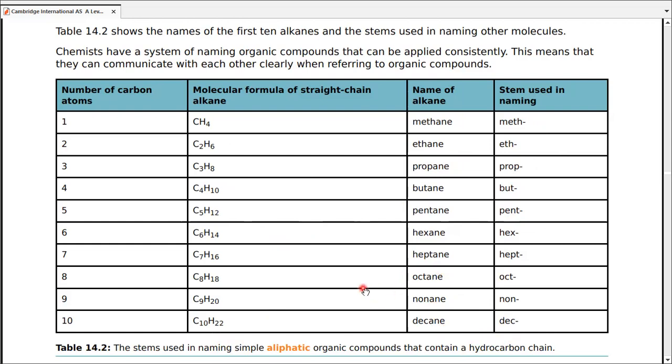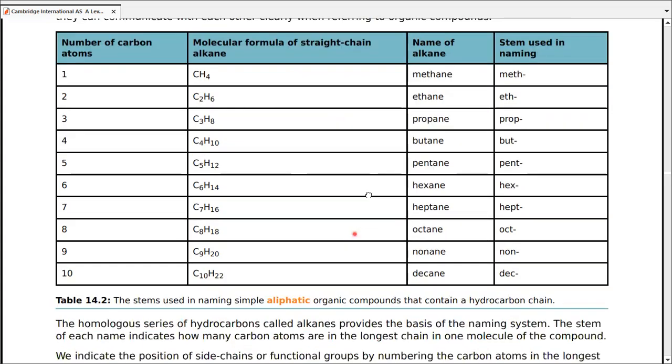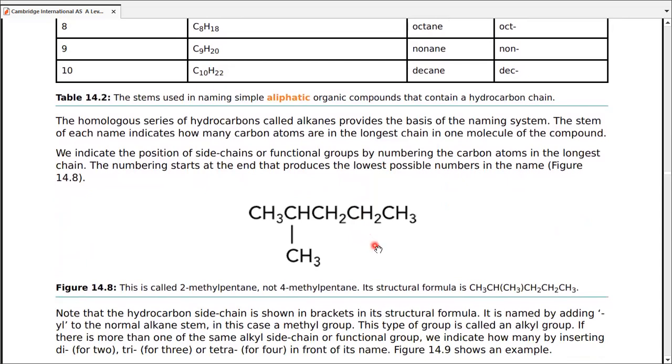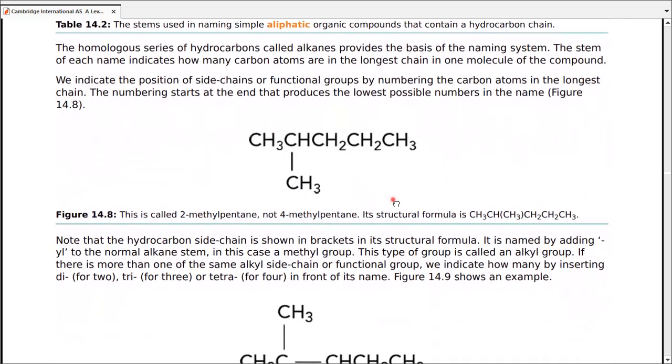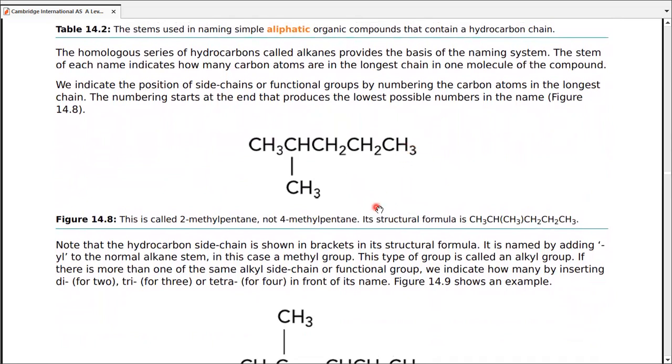As far as suffixes are concerned, you are familiar with most of them from IGCSE: ane for alkanes, ene for alkenes, yne for alkynes, ol for alcohols, oic acid for carboxylic acids, and oate for esters. What is going to be different at this stage is that we can have multiple branches in one chain. So how to convert a structure into a name and back to a structure is an important point. Let's talk about converting a structure into a name.